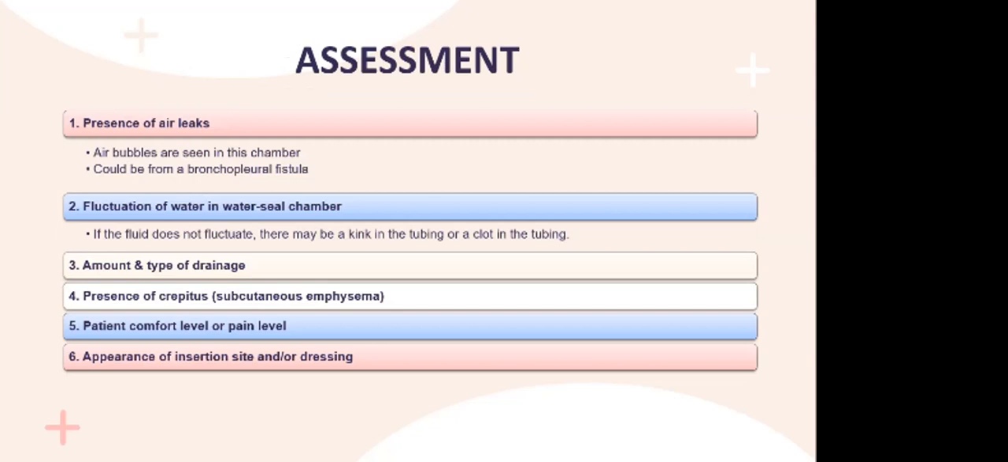We need to monitor the function of the chest drainage. The first one is we look for presence of air leak. If air bubbles are seen in this chamber, it could be from a bronchopleural fistula. The second one is we look for fluctuation of water in water seal chamber. If the fluid does not fluctuate, there may be a kink in the tube or a clot in the tubing.